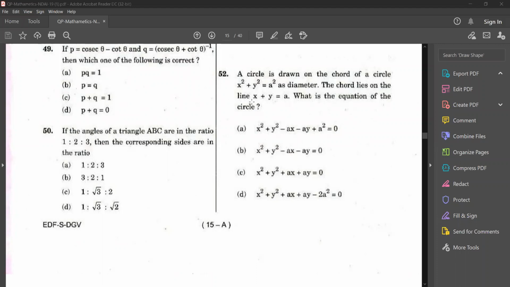We'll see some questions from previous years NDA Max. First we are going to see the question number 52. Up to 51 we have already done in previous sessions. So now we are going to do the question number 52. All of you read the question.